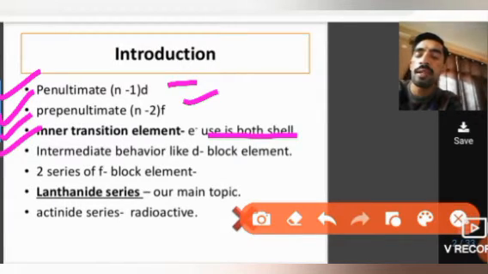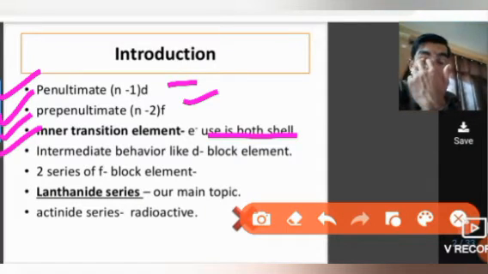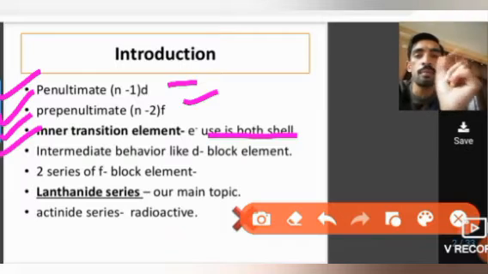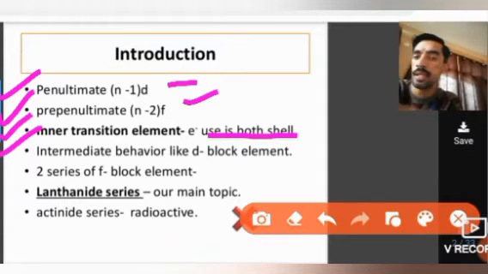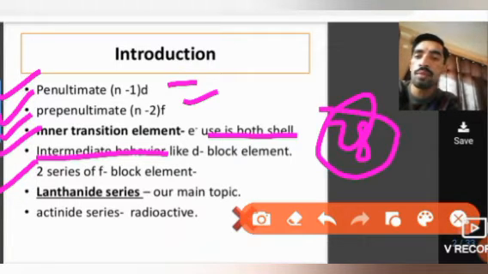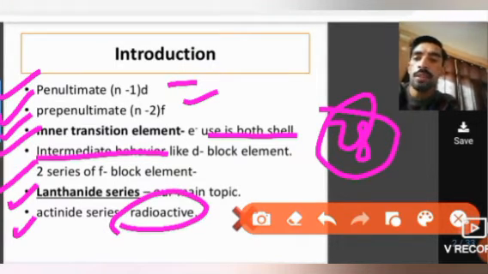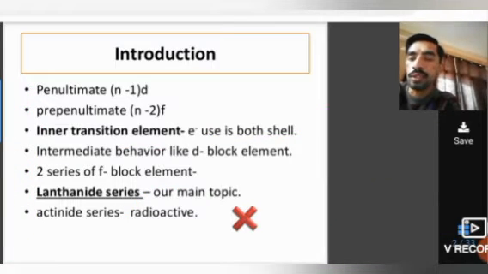Next is intermediate behavior. Like D block elements, intermediate behavior means it shows dual behavior in between the S block and P block. It is present in between the S block and P block, and that's why it shows intermediate behavior. It has two series of F block, which means a total of 28 elements. In one series there are 14, so in two series 28 elements. Basically the lanthanum series or lanthanide series is our main topic that we will study in this chapter. Actinide series are radioactive, and that is not covered in much detail in this chapter. Okay, so this was the introduction of F block.